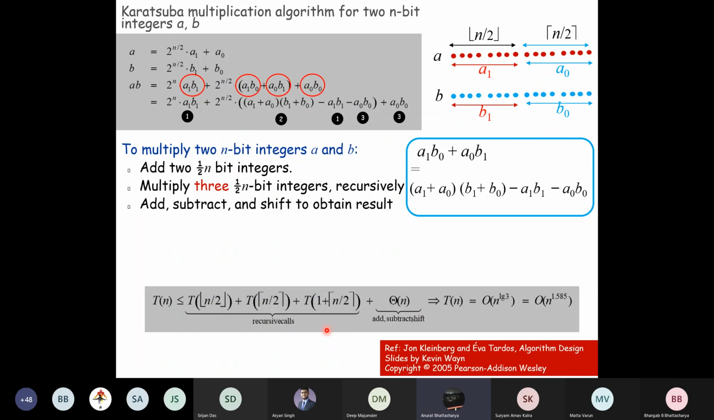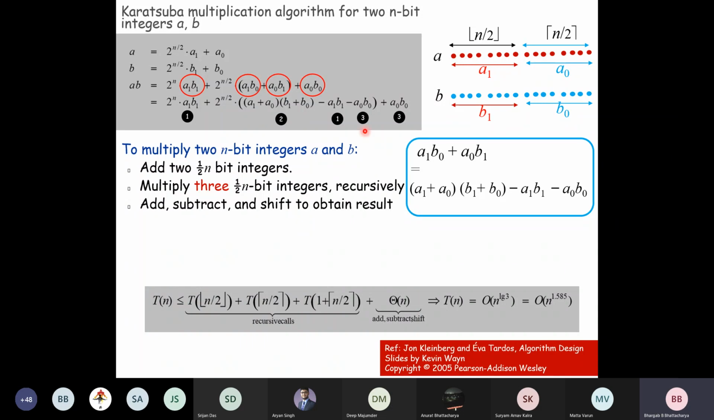A1 plus A0 can overflow to one extra bit. Yes, if I do A1 plus A0, you get one extra bit, and that's why this is 1 plus n plus n. Plus, what you need? This is theta n, because you need an addition process here, which can be done in linear time, and you need a shift also.